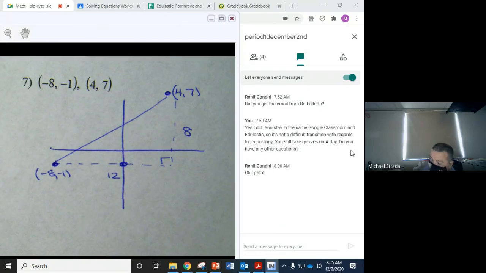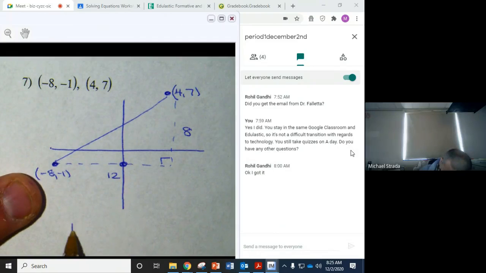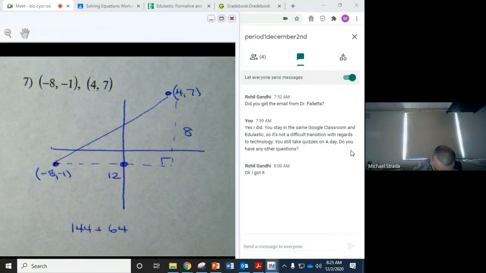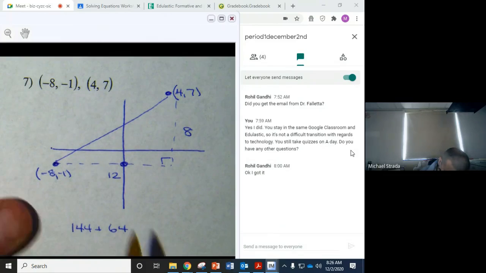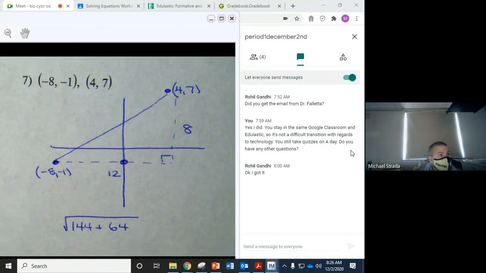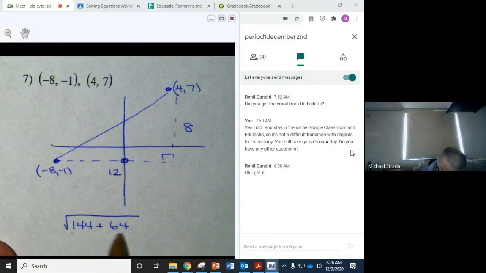Good? 12 squared would be 144. 8 squared would be 64, underneath the square root symbol. 144 plus 64 is 208.